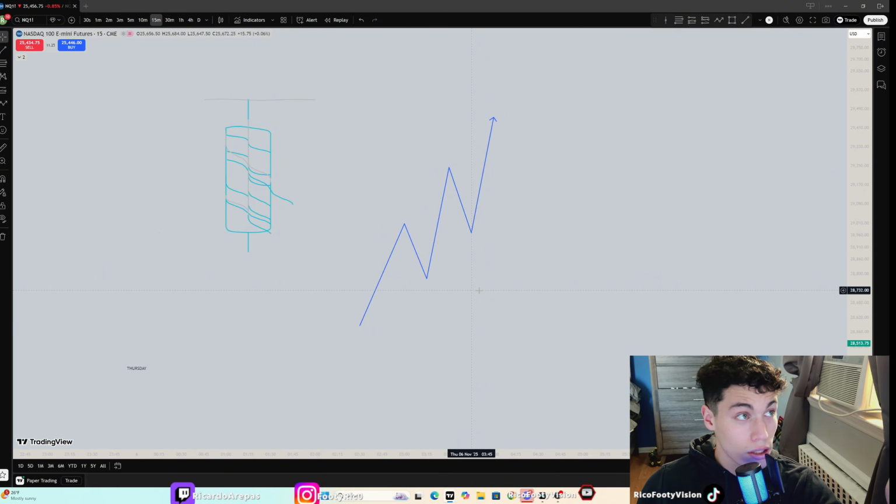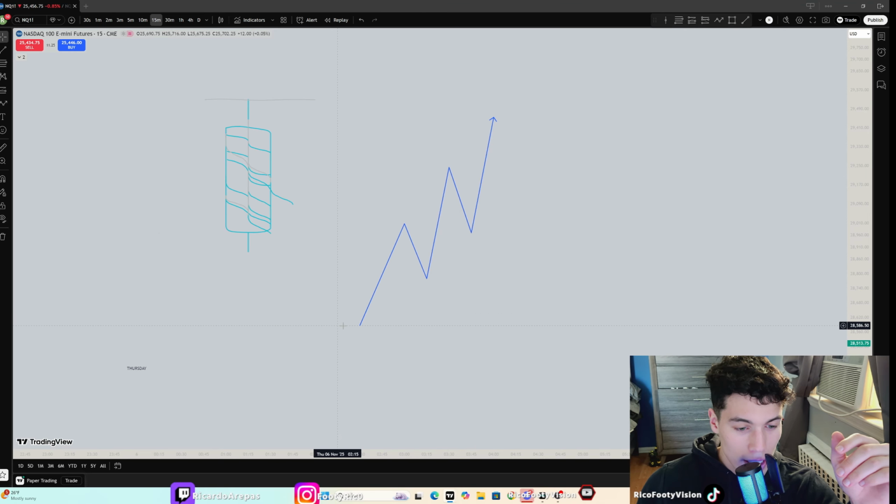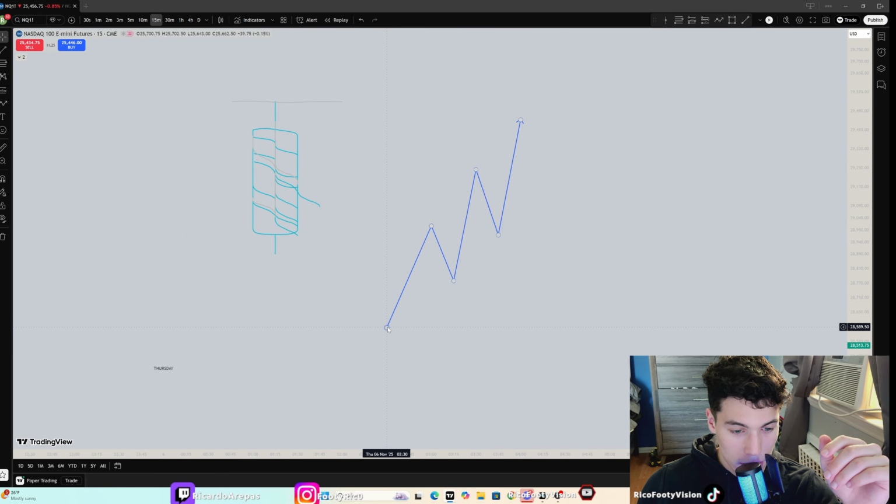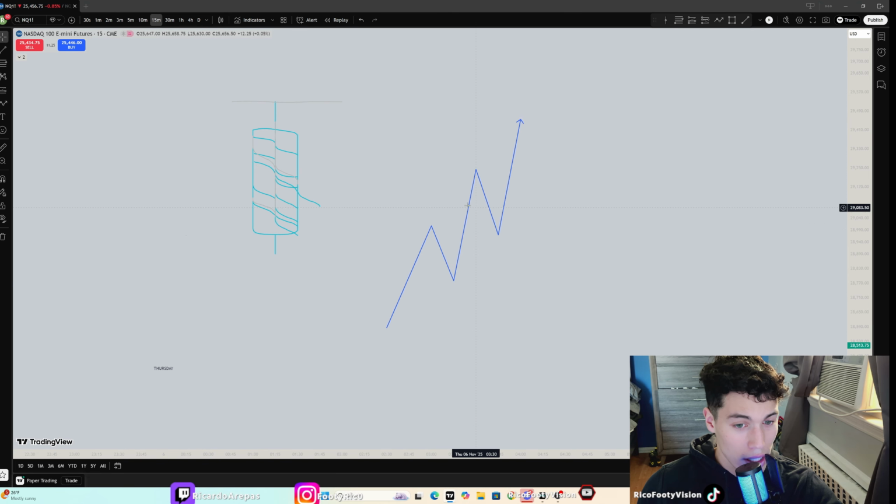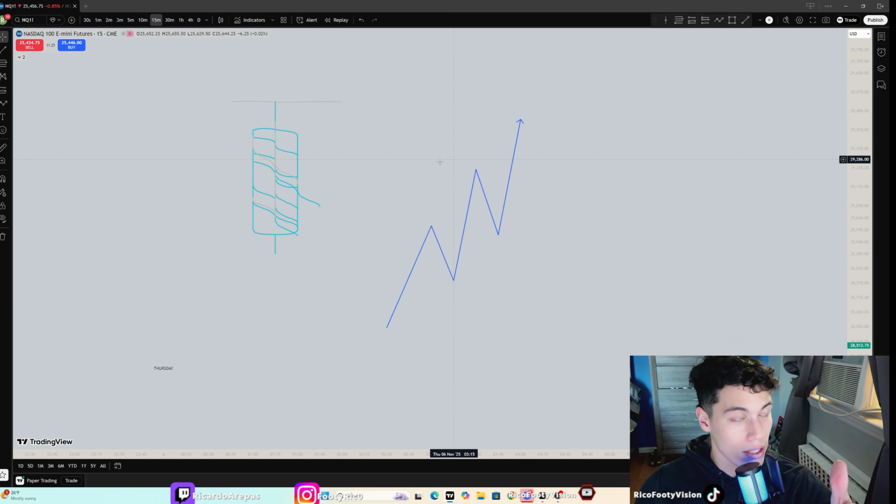Depending on what color your candles are on this chart, most likely it's gonna be green. Let's say price starts down here. This would be your lowest point. Then we make a higher point. Then a higher low, a higher high, another higher low to a higher high. This means price is going up because we're making new higher points.